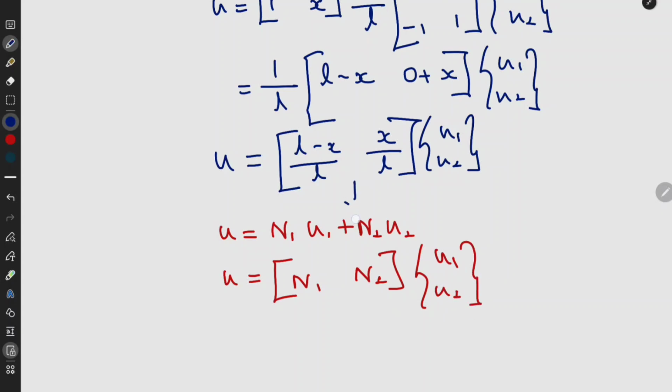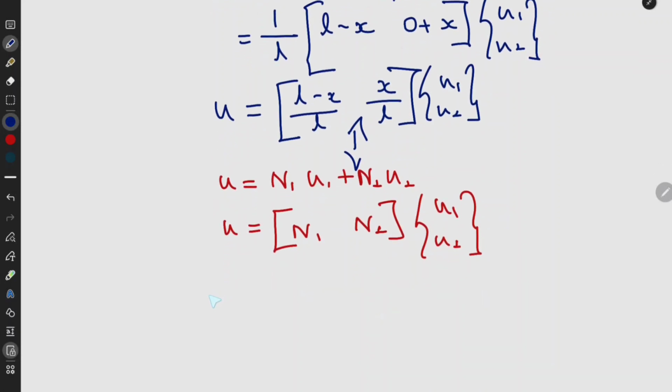Now we can compare these two equations. So we can see the similarity. On the left side we have U, and on the right side we have U1 and U2. So from this we can identify the values. This is my N1, so N1 is equal to L minus x divided by L. Similarly this is my N2, and my N2 value is x divided by L. So these are the two shape functions of the 1D bar element.